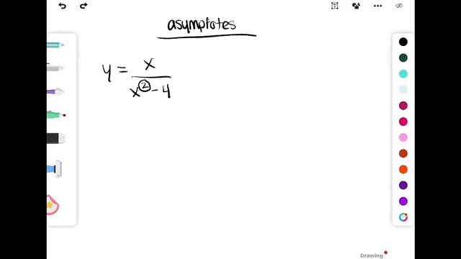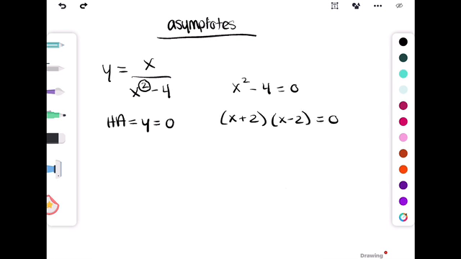To solve for the horizontal asymptote, you have to look at the ratio of the exponents in the equation. As the bottom exponent is greater, the horizontal asymptote equals 0. Now for vertical, you want to set the bottom of the fraction equal to 0, and you'll get x plus 2 and x minus 2, and that will equal negative 2 and 2, and those are your vertical asymptotes.